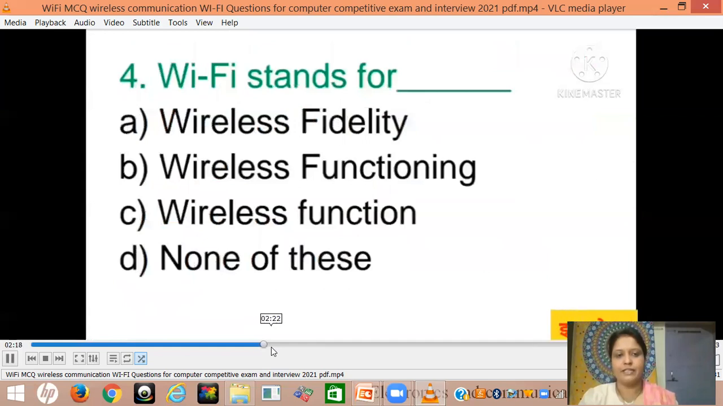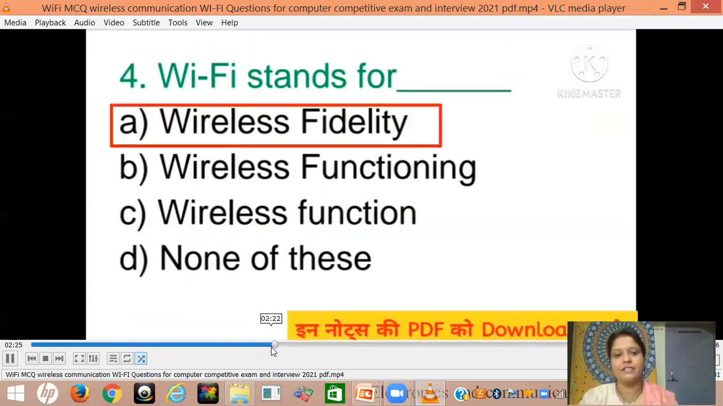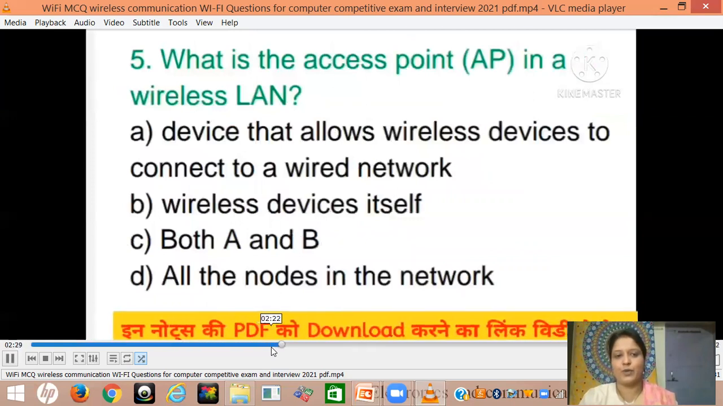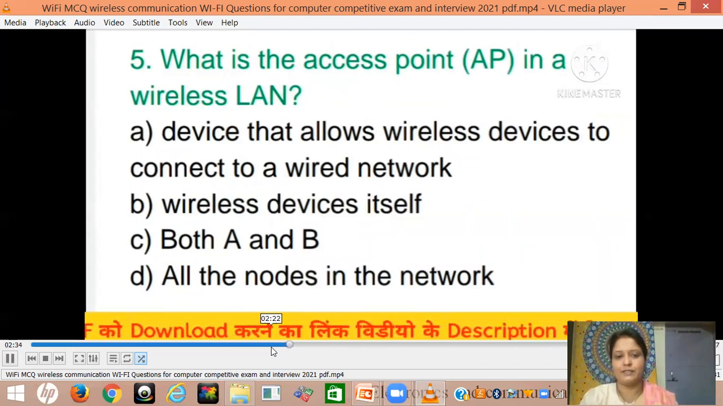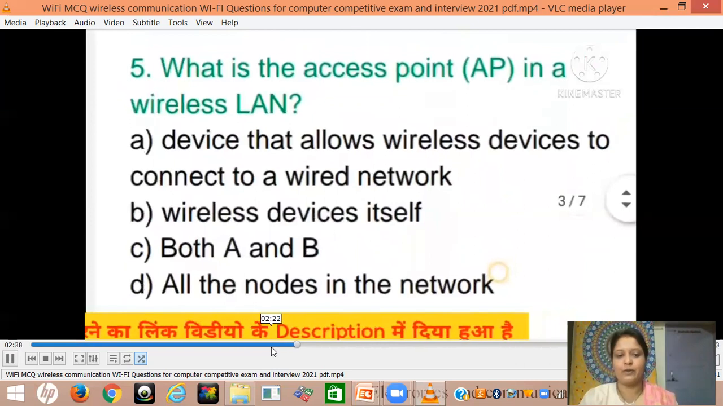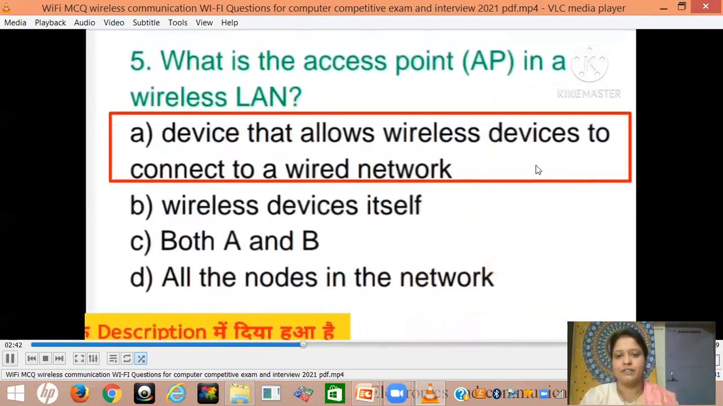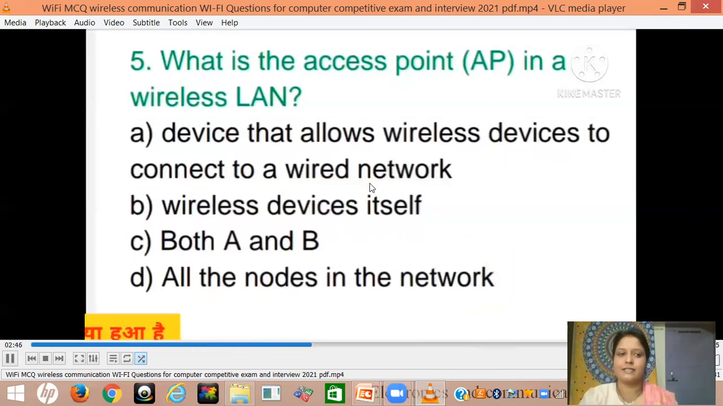Next, Wi-Fi stands for wireless fidelity, wireless functioning, or wireless function. The answer is wireless fidelity. What is the access point in a LAN? Is it the wireless devices themselves, both A and B, or all the nodes in the network? Which is the correct answer? The device which is used to connect to the wired network is called the access point.